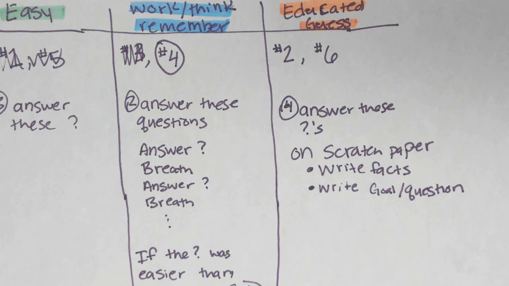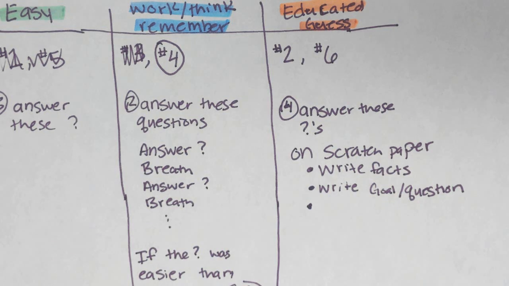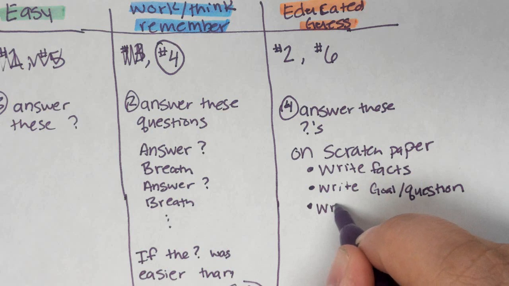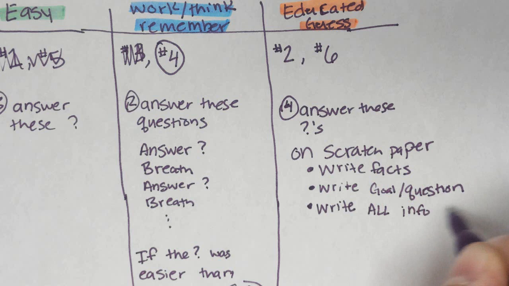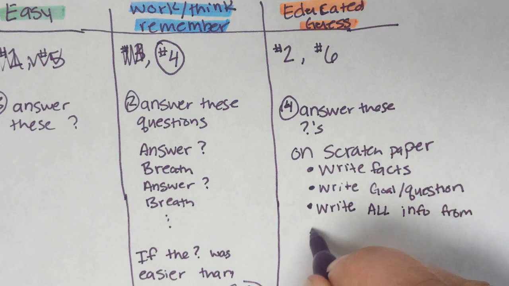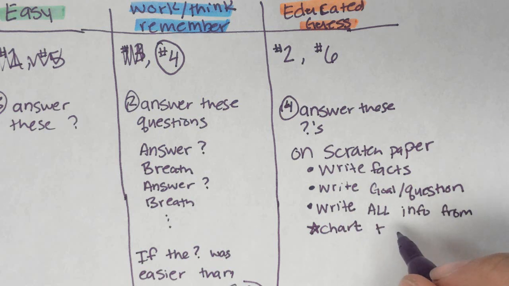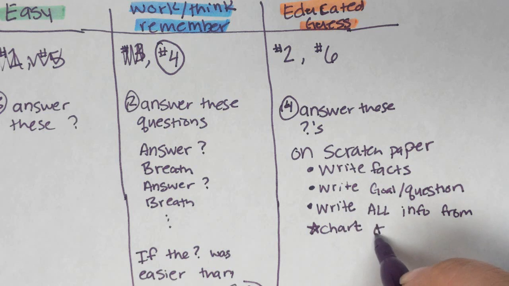So I'm writing down the goal of the question, and then this is where those star chart annotations come in really, really handy because we've got so much information written on that from all year long that we can actually go back and look on our star chart and we will write down any information or all of the information from the star chart that has info for that topic. So we're writing down all of the information from the star chart from that topic.